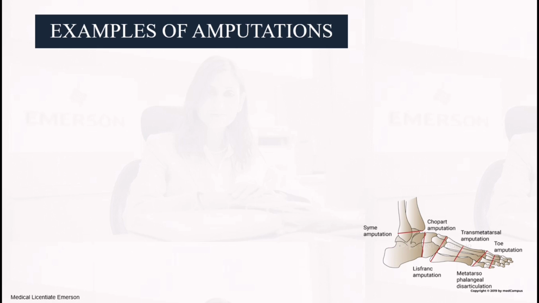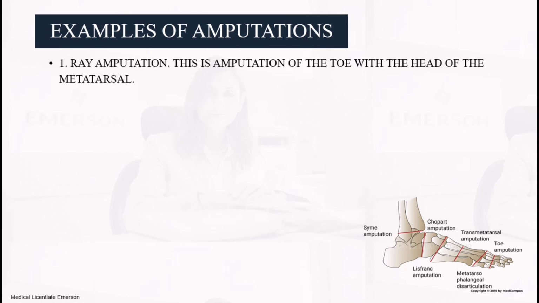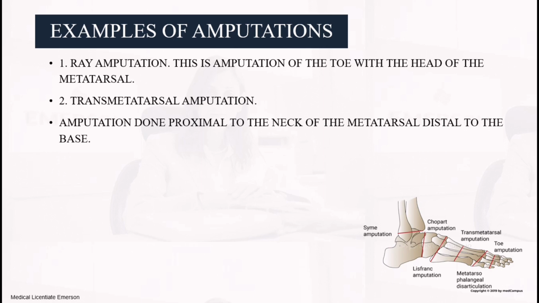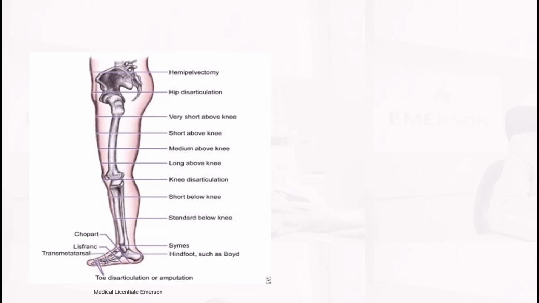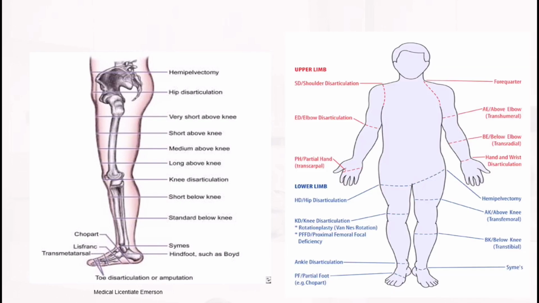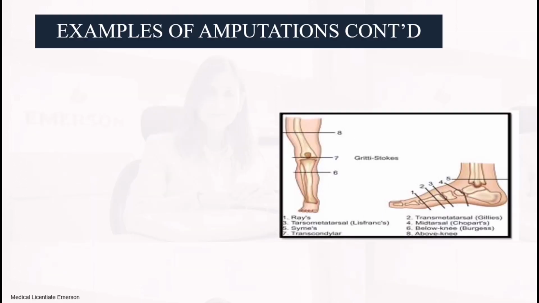Examples of amputation. We have Ray amputation, which is an amputation of the toe with the head of the metatarsal. We have transmetatarsal amputation, where the amputation is done proximal to the neck of the metatarsal, distal to the base. Then we have tarsometatarsal amputation, where the tarsal joint is disarticulated with a volar flap. Then we have Chopart's amputation, also known as mid-tarsal amputation. The other amputations are marked by the pictures. You can pause and go through the upper limbs and lower limbs, and we continue with the numbering.